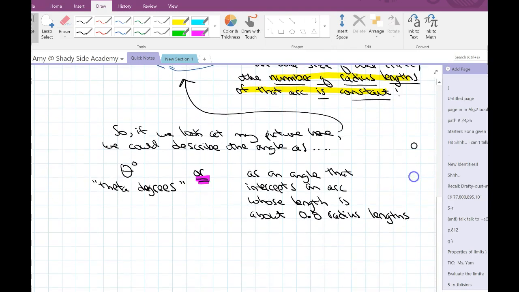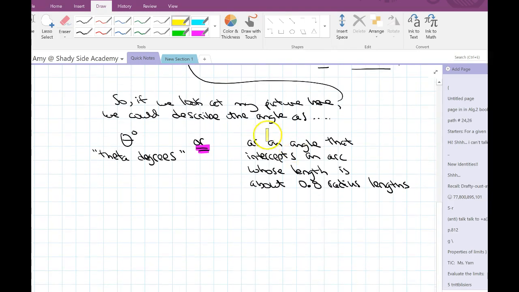I hope you're looking at these two and saying, there's got to be a shortcut to this. Look how short this is, theta degrees, versus an angle that intercepts an arc whose length is about 0.8 radius lengths. This is how you write this. You capture this whole idea by calling theta 0.8 radians.